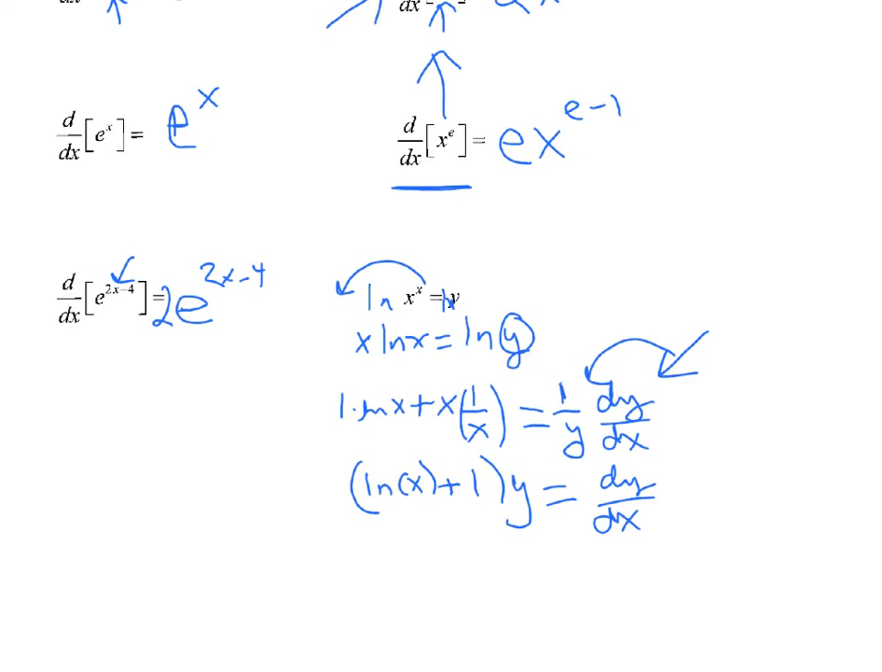Now we know y equals x to the x power. So we have ln x plus 1 times x to the x power is my y prime, or my dy dx. So there you have it.